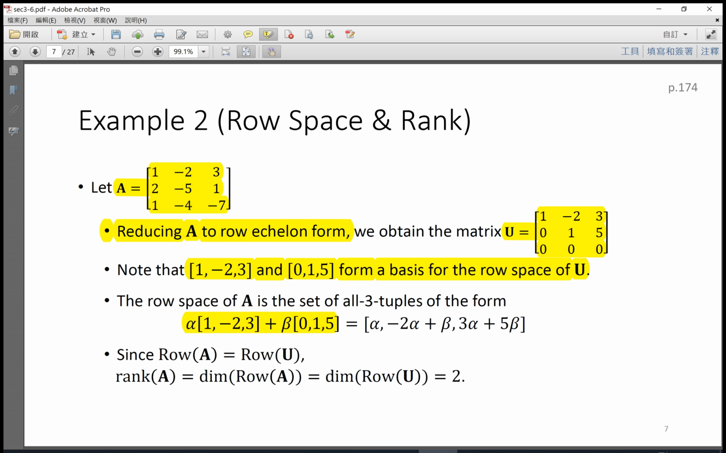To find the rank of A, by definition, rank A equals the dimension of row(A), which equals the dimension of row(U). Since the basis for the row space of U has two vectors, the dimension of row(U) is 2, and this is the rank of A.